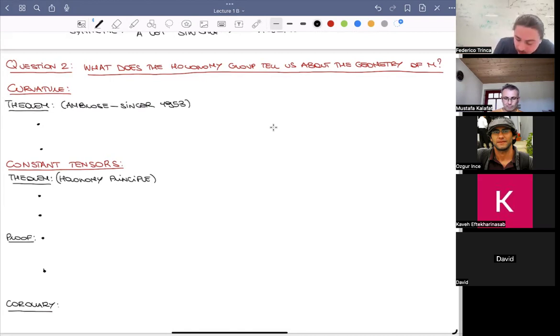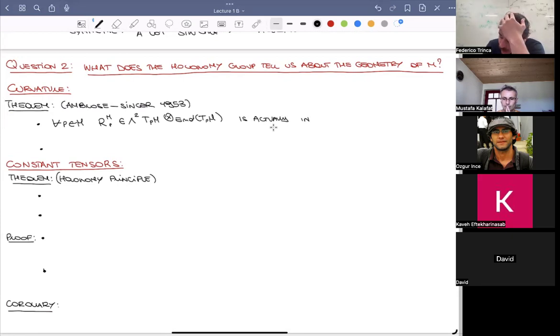What they proved was that for every point in M, the Riemann tensor, which is an element at one point of Λ²T_PM tensor the endomorphisms of T_PM, is in reality in Λ²T_PM tensor the holonomy algebra of G, which is a subalgebra of the endomorphisms of T_PM.